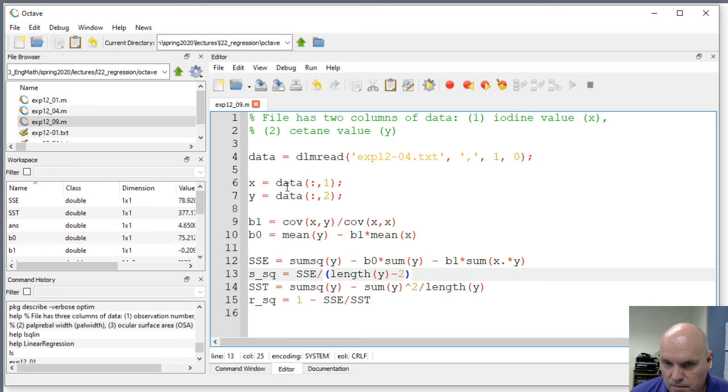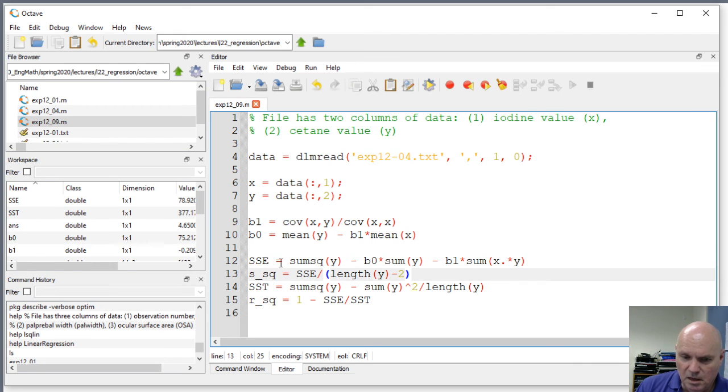So here in this first line, again, we read in our data set. X is the first column out of this data matrix, Y is the second column, and I can compute my regression line coefficients. B1 is the slope, that's the covariance of X and Y divided by the variance of X, and then B0 is my intercept, that's the mean value of Y minus B1 times the mean value of X.